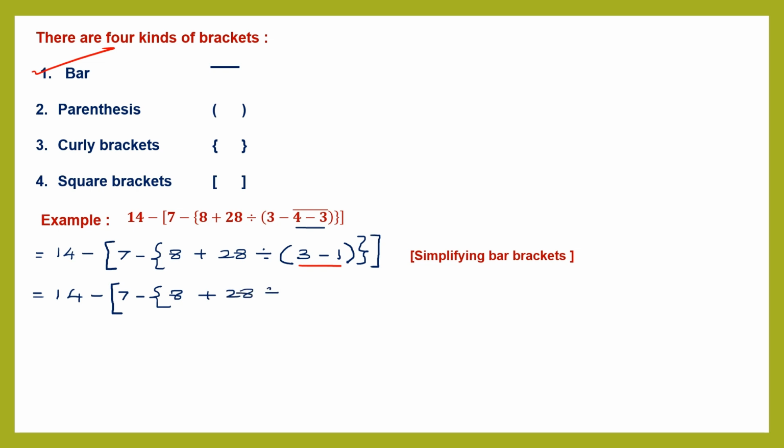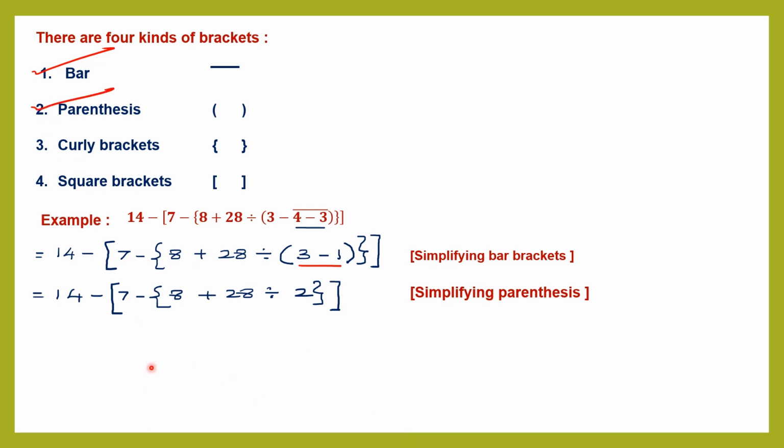28 divided by, now we're going to remove the parenthesis. So what is the operation inside? Subtraction. 3 minus 1 is 2. So parentheses are removed. Now we put back the curly bracket and the square bracket. So we got this after simplifying the parentheses. Now what are the brackets left? We have the square bracket and the curly bracket. Only 2 brackets. So let's go back to the order. So we finish bar bracket, we finish parentheses also.